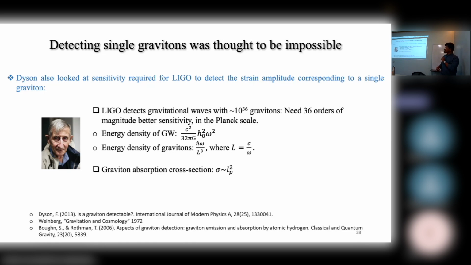But then his argument was that in order to see single graviton strain amplitudes, we have to improve the sensitivity by 10 raised to 36 orders of magnitude. He also said that you cannot improve LIGO sensitivity by that huge amount, so there is no hope of seeing such a transition. He also estimated, similar to Weinberg, the atomic transition cross-section probabilities, and he gets Planck area squared, which is again a tiny number. So there is no hope of seeing this, I mean, the detection of the graviton with atoms or LIGO.